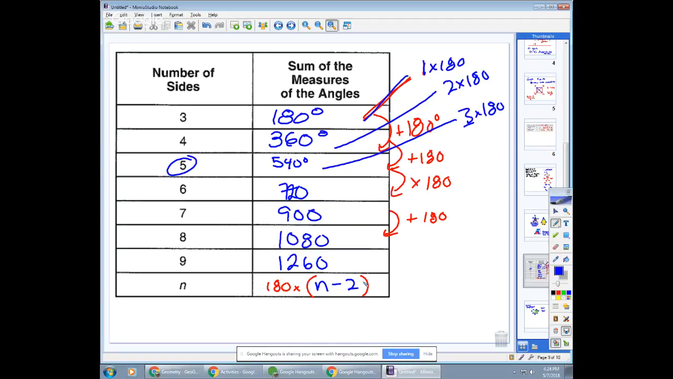Does anybody think of a reason 180 is special in geometry? There's a few reasons. It's a straight line. A straight line is 180 degrees. Any other thoughts about 180 degrees? Triangle. Interior angle of a triangle.